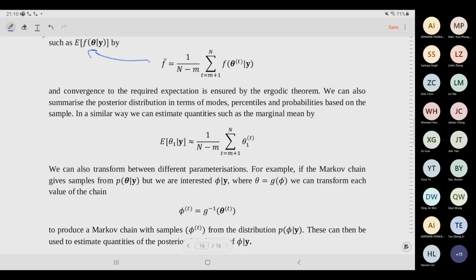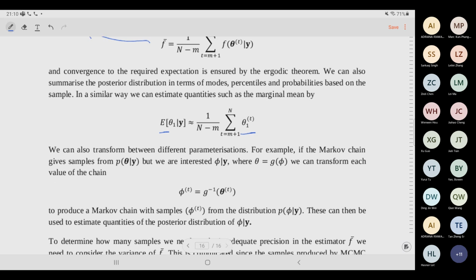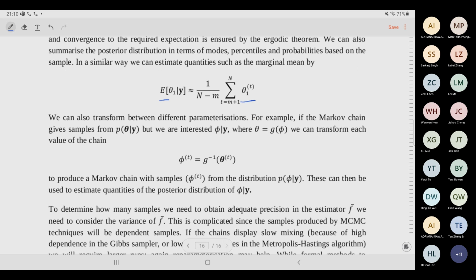For example, you might find the mean. If you find the mean, then it will be just the summation of your theta 1. So you find the average of your theta 1 over the sample size, and that will estimate the expected value of your theta 1. And if you use transformation, you can also transform the sample, the values of the chain, to get a sample from phi, for example. If you transform theta, you can use the sample from theta and transform it into the sample from phi.